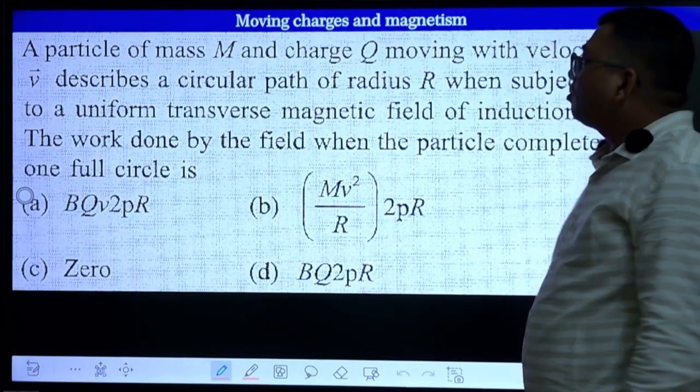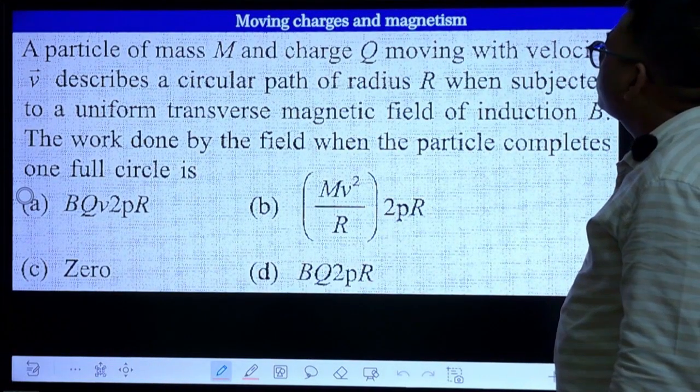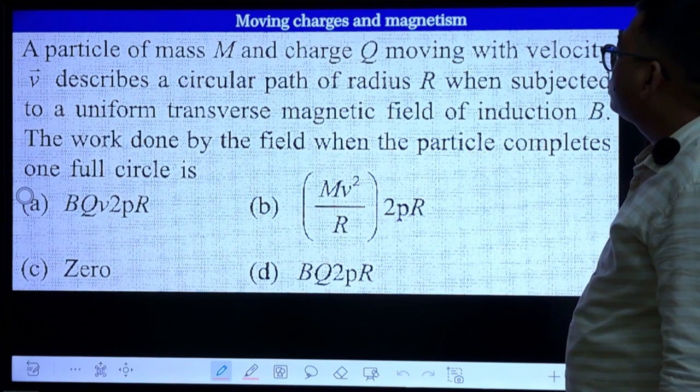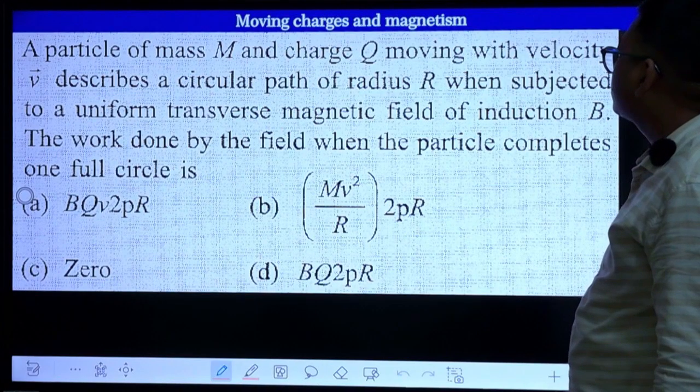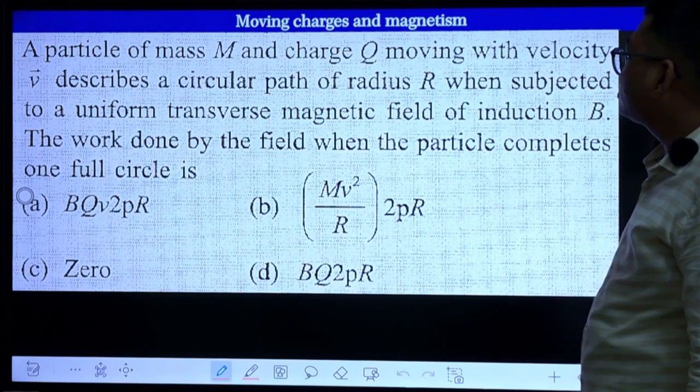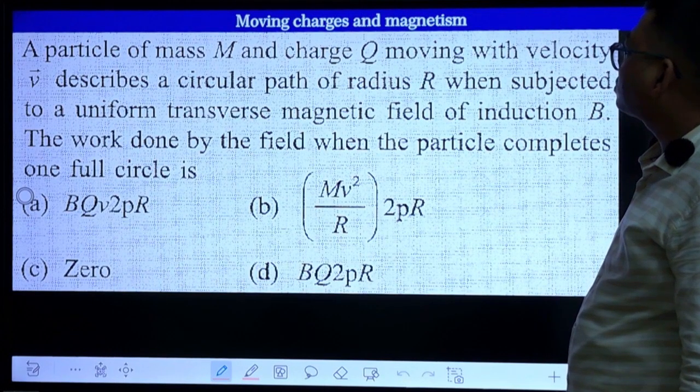A particle of mass capital M and charge q moving with velocity v describes a circular path of radius capital R when subjected to a uniform transverse magnetic field of direction B. The work done by the field when the particle completes one full circle is?